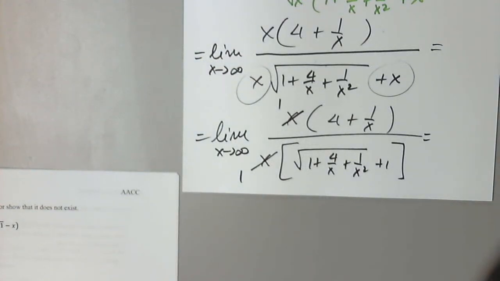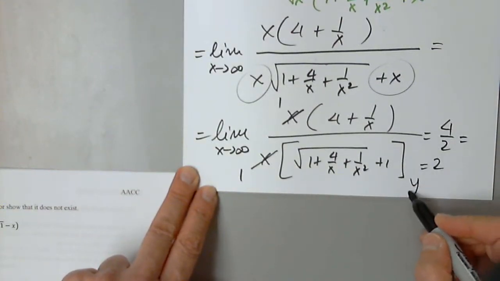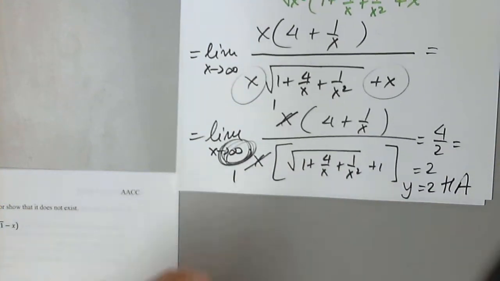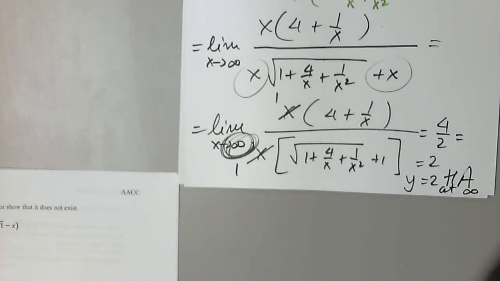Where does the top go? Where does the denominator go? Careful. 2. This one and this one, correct? 4 over 2. So this is 2, which means y equals 2 is the horizontal asymptote at infinity. This is not a rational function. It's a combo. So I don't know what happens at negative infinity. Actually, I do know. It's not going to be 2. Okay, very good.